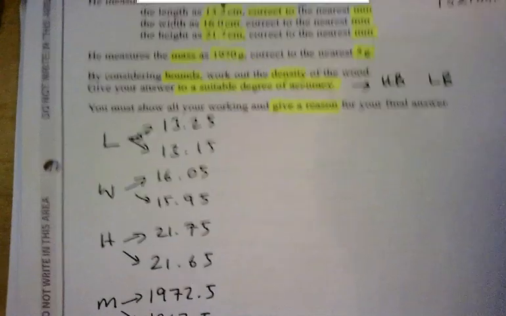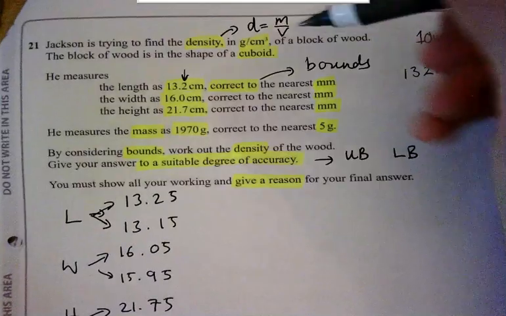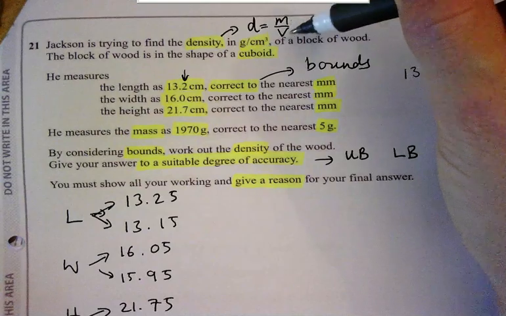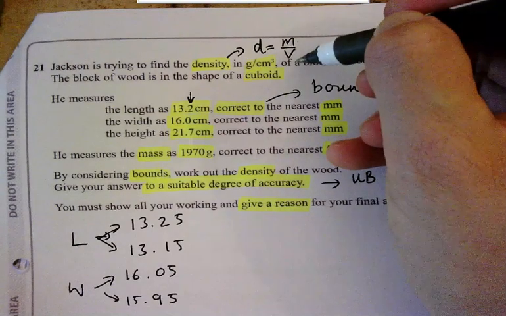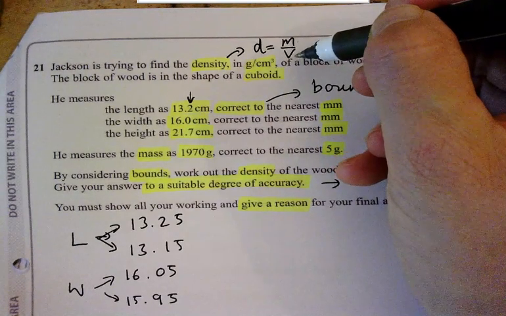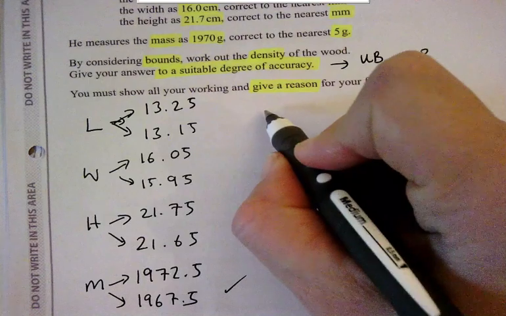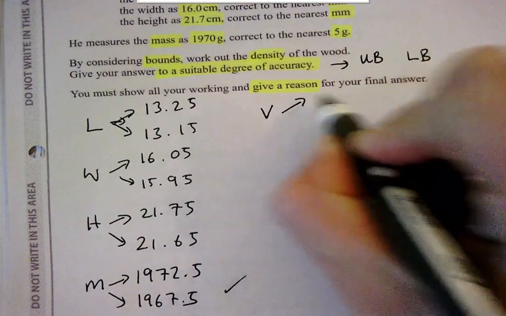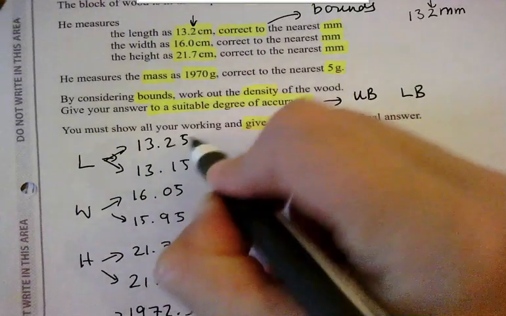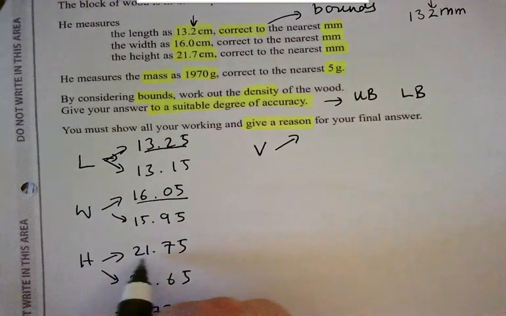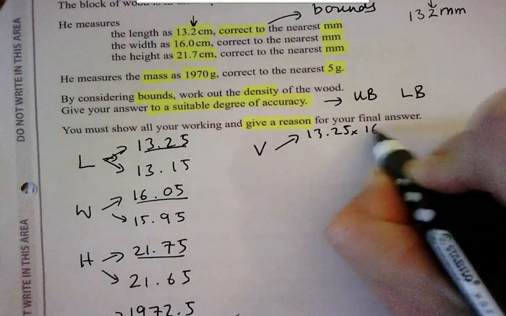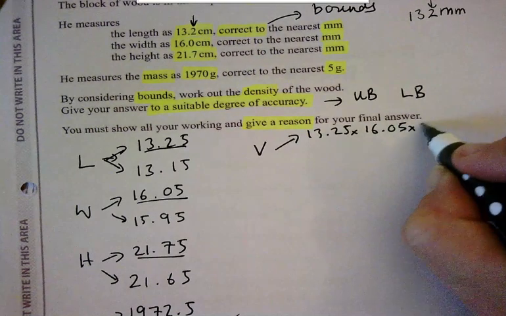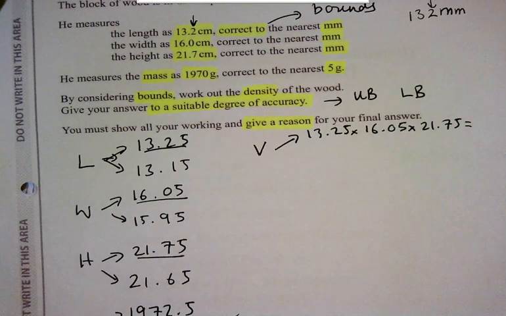Okay, now I'm ready to think about my calculation. I know for density, the formula is mass divided by volume. I've got my mass, but I haven't got my volume, so I think I need to work out the volume, and I'm going to need to work out the upper bound and the lower bound for the volume. So for the volume, the upper bound is going to be all of these upper bounds times together. So 13.25 times 16.05 times 21.75.